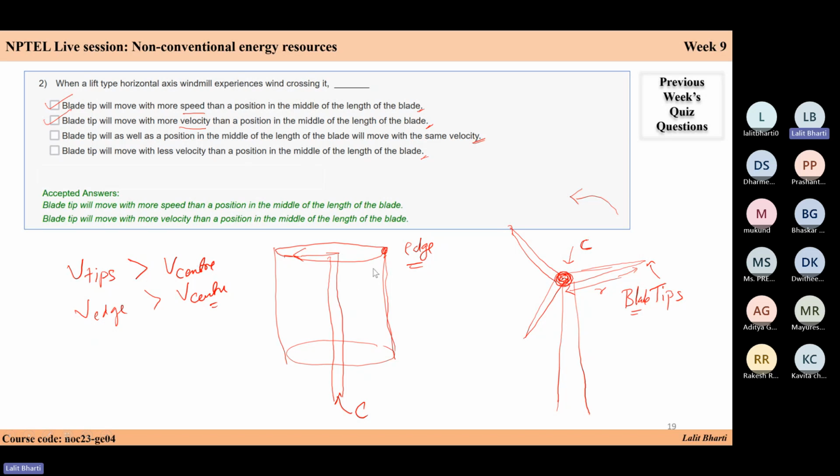We have already seen this kind of question. This is your blade tips and this is your center, for the horizontal case, and this is for the vertical case, with the center and the edge. They are asking for the horizontal. It is clear that the wind speed at your blade tips will be much higher than the speed at the center due to the rotation. At the center the velocities are slower compared to the edge or the tips of the blades.